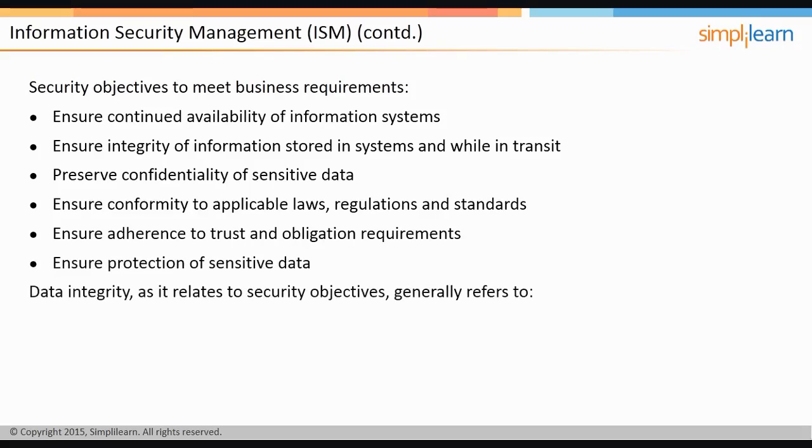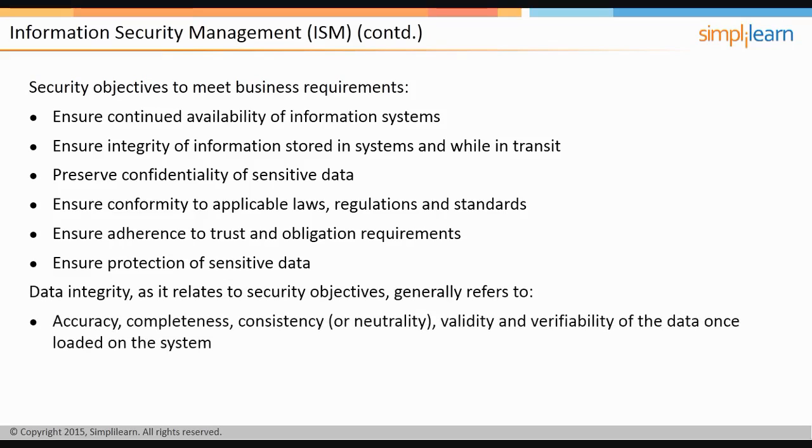Data integrity, as it relates to security objectives, generally refers to accuracy, completeness, consistency or neutrality, validity, and verifiability of the data once loaded on the system. Integrity refers to reliability of data. Let us continue discussing Information Security Management, ISM, in the next screen.